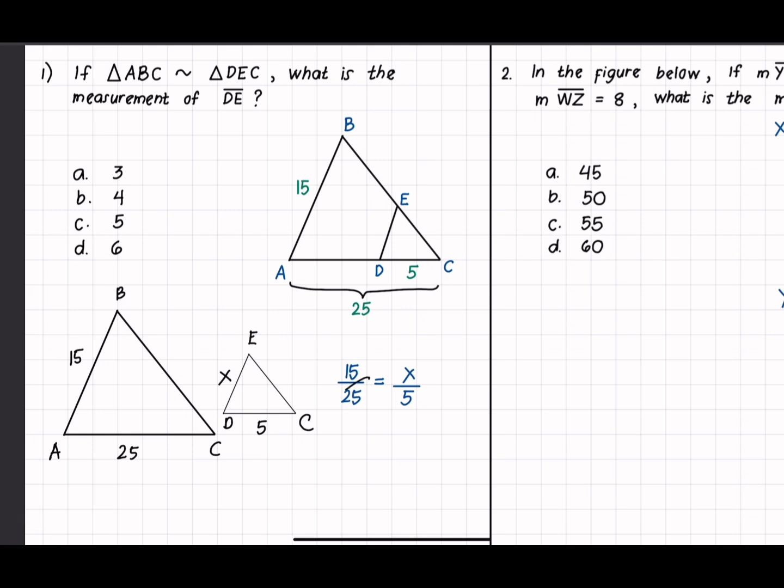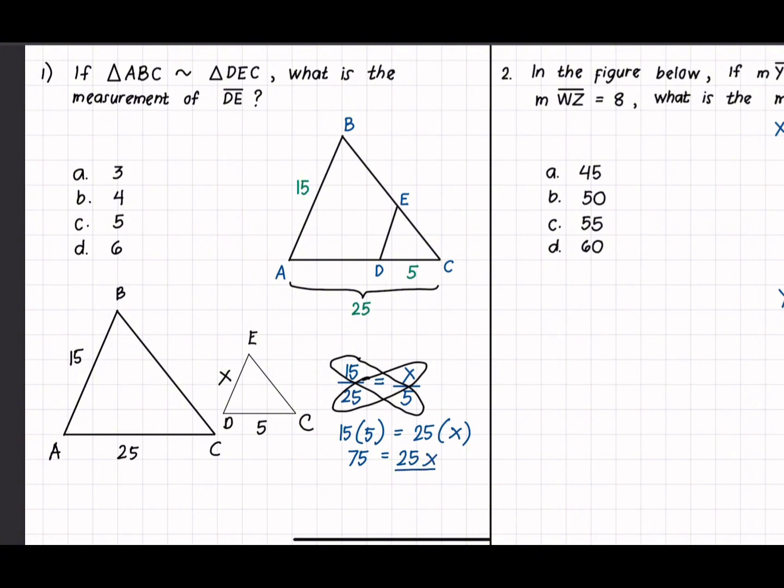We can cross multiply 25 times X and 15 times 5. So we have 15 times 5 is equal to 25 times X. Okay? So 15 times 5 is equal to 75. And 25 times X is 25X.